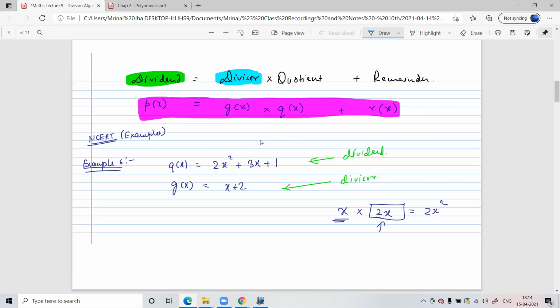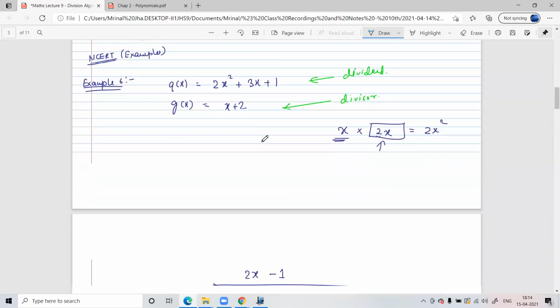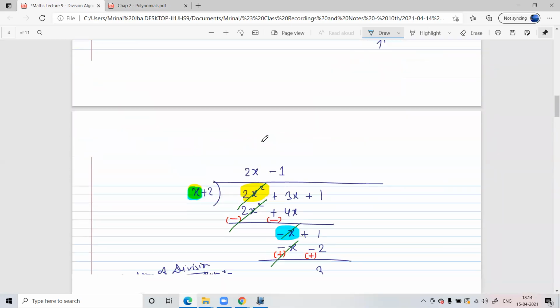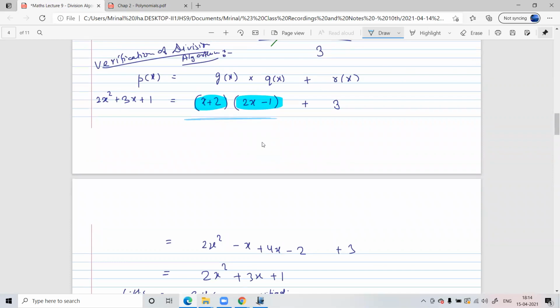Yes, sir. So all this I understood, sir. But how are we multiplying the two polynomials? That alone I couldn't. Okay. So for example, when you wrote it during verification, p(x) is equal to g(x) into q(x), and then you are asking me how to multiply these two. Is that your question? Yes, sir.